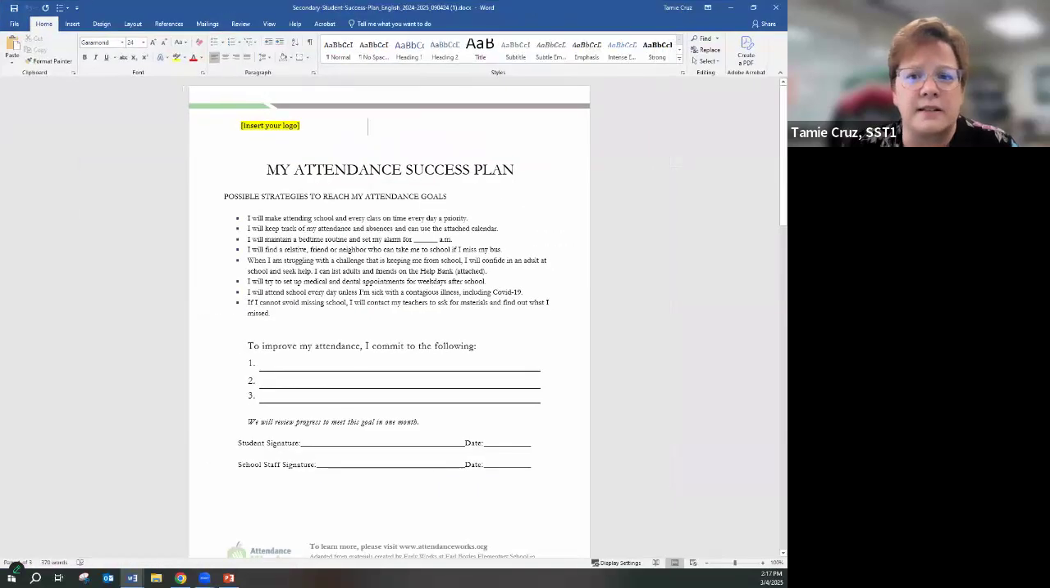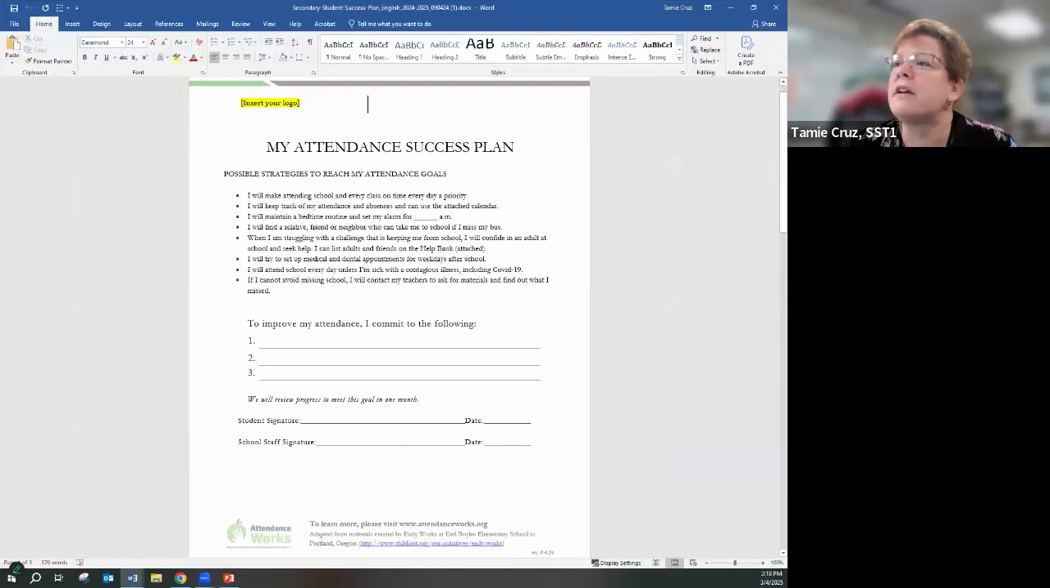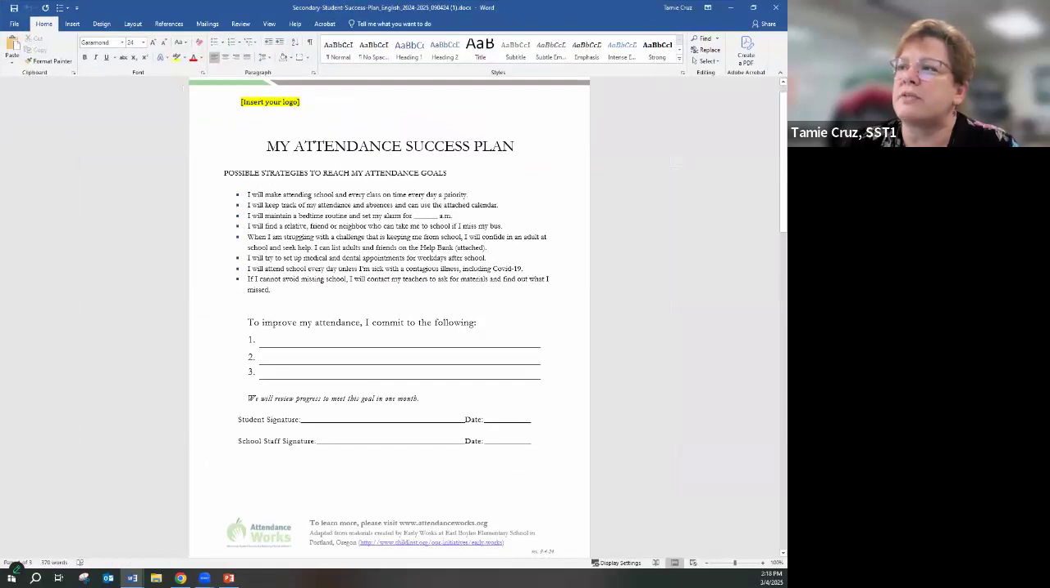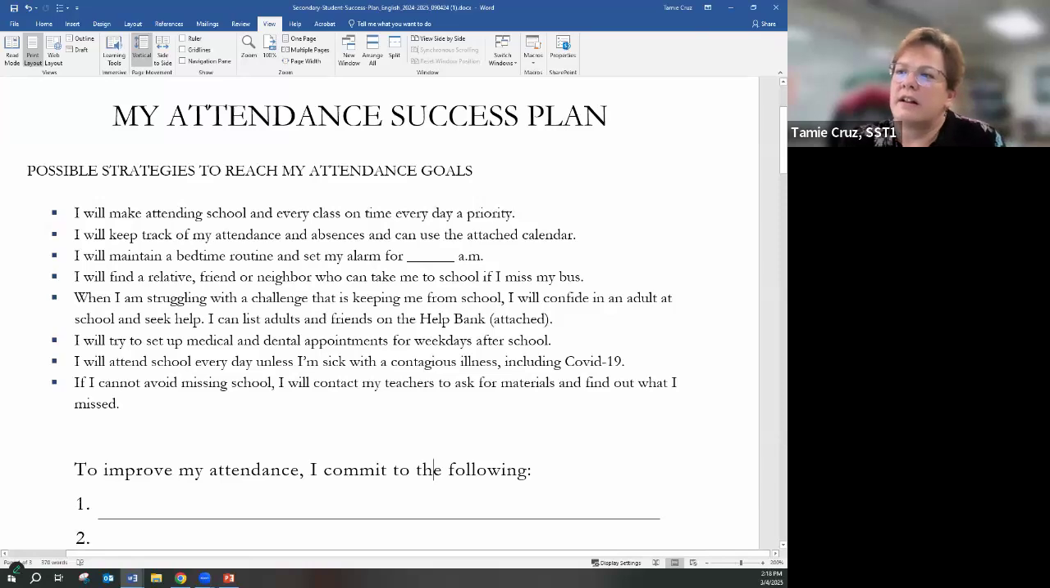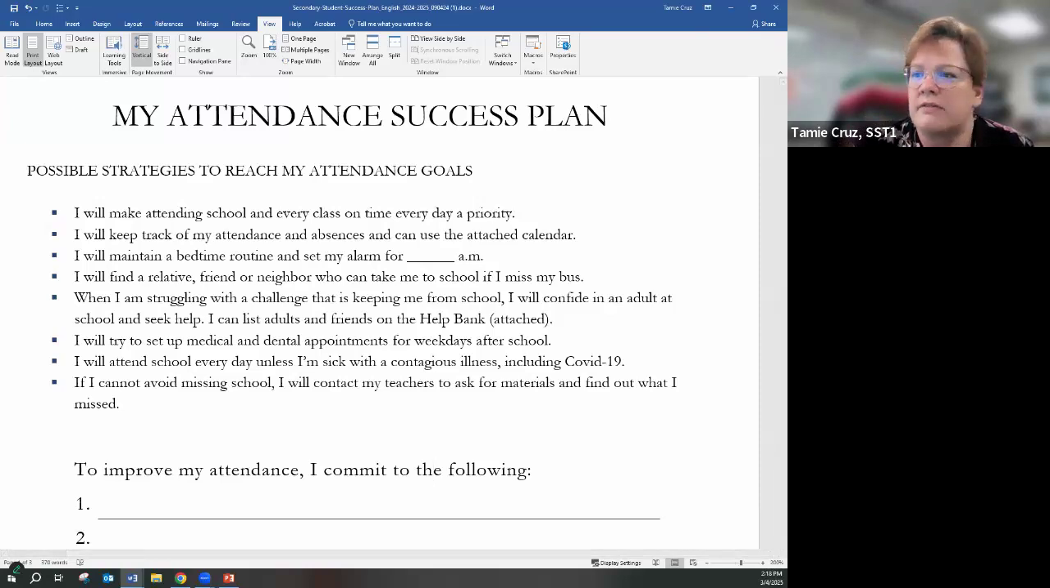All right, you're looking at my attendance success plan. Yes, is that what you can see? Yeah, okay. All right, so possible strategies to reach my attendance goals. All right, bedtime routine, attending school every day and on time a priority. So you can choose areas that are areas of concern and then that can be addressed. Let me zoom it, for those of us with older eyes, so that you can see it. Okay, so you can choose these areas to look at.